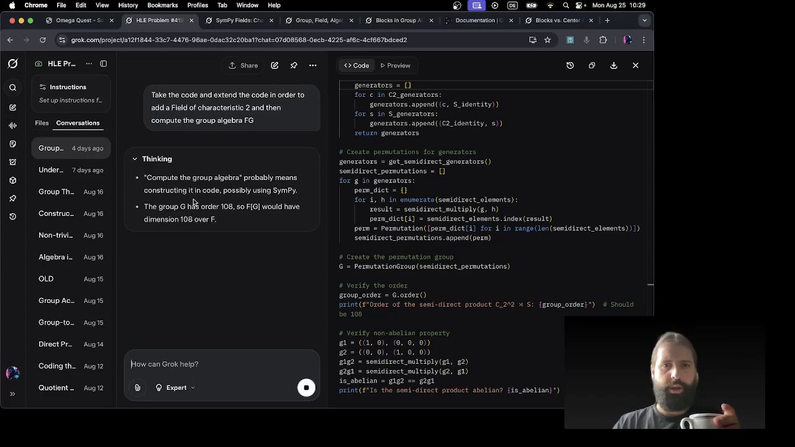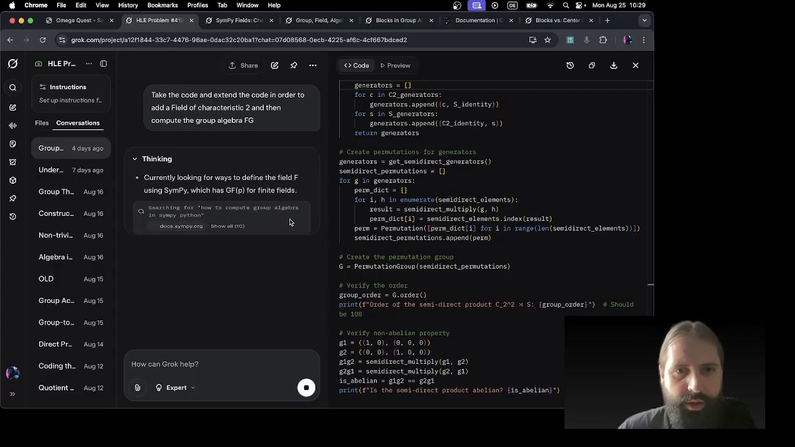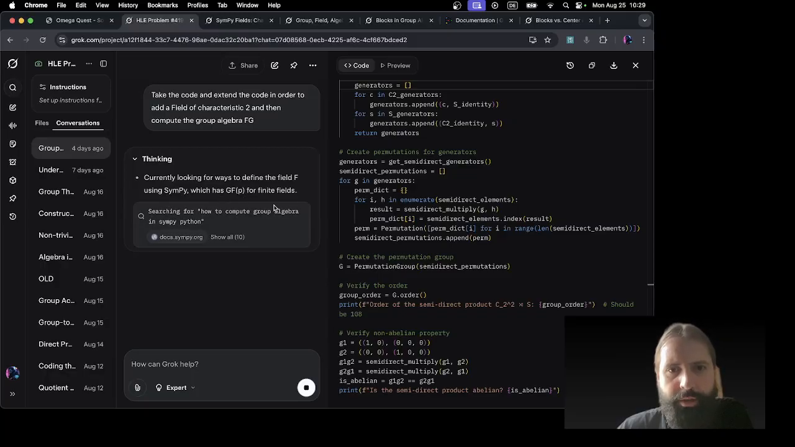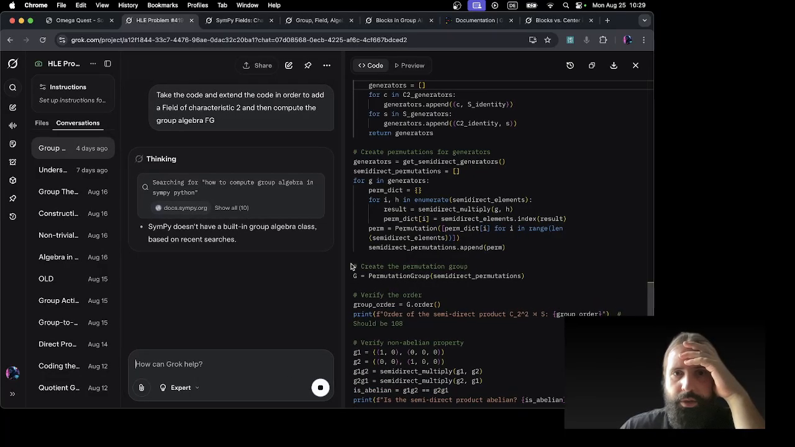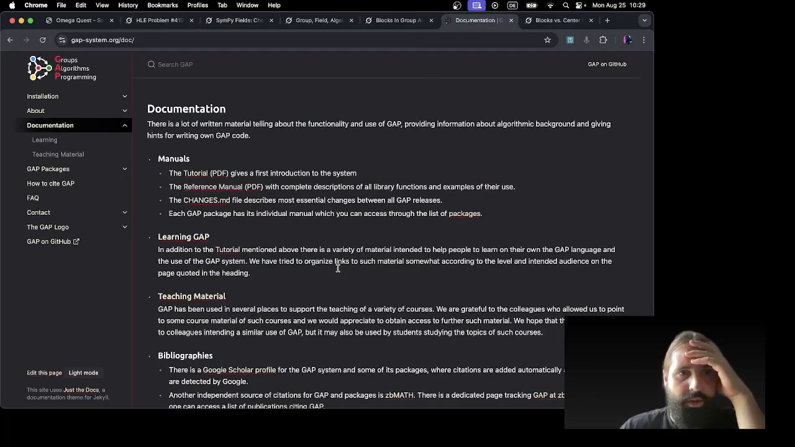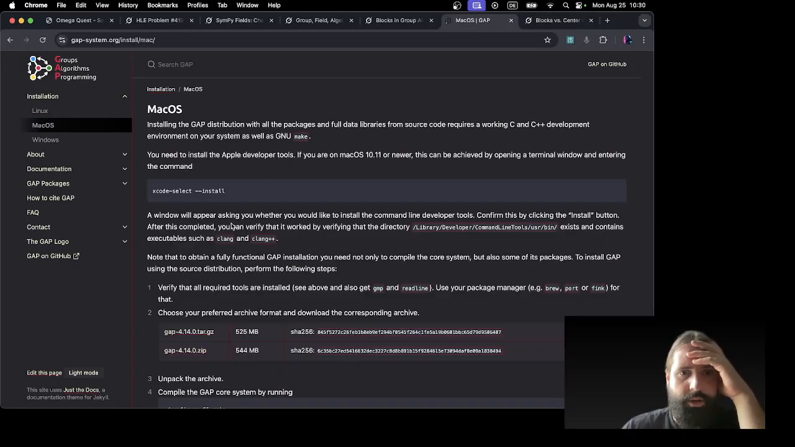Over F. Still thinking too much before actually doing the code. As in, it's not computing it using SymPy, but that just might be a problem with SymPy. I'm currently looking for ways to find the field F using SymPy, which has GF(p) for finite fields. Does it have a built-in group algebra class, based on recent searches? We might need to move beyond that. So we might need to actually use these GAP packages, installation, macOS.